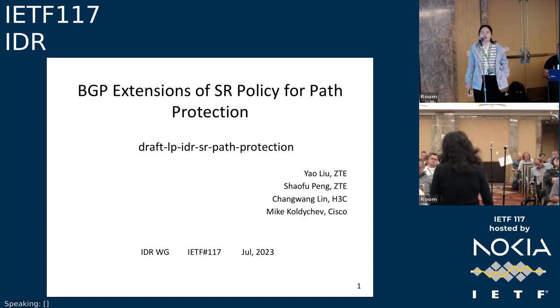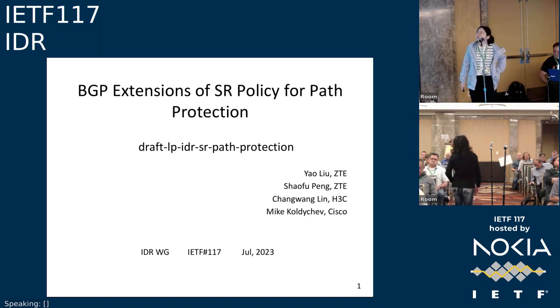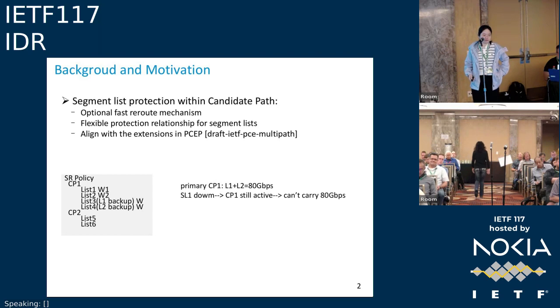Hello, everyone. I'm Yao Liu from ZTE, and I'm presenting this draft on behalf of the co-authors. This draft proposes extensions to BGP to provide segment list protection within candidate paths. It is an optional fast reroute mechanism that aims to provide a flexible protection relationship for segment lists.